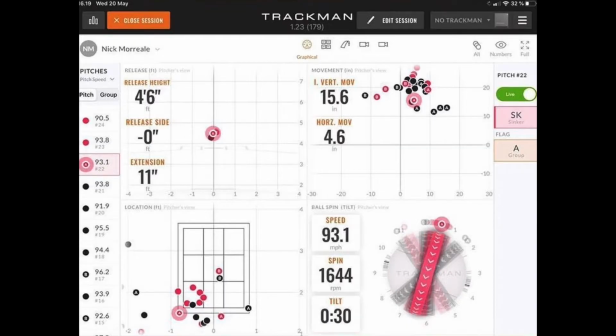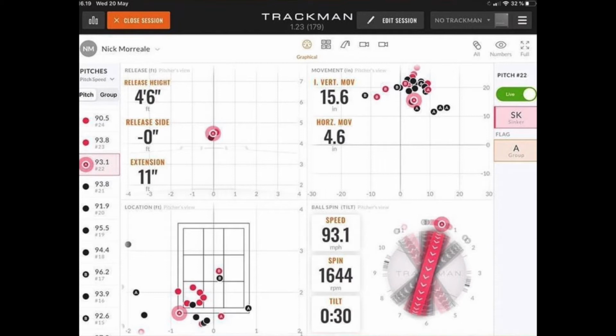Okay, so now that we know what each of these numbers are, let's get into how to evaluate it and figure out what might be good, what might be bad, and how we're going to use this to help our development, rather than just have all these numbers, not know what they mean, and just keep throwing what you've been throwing.